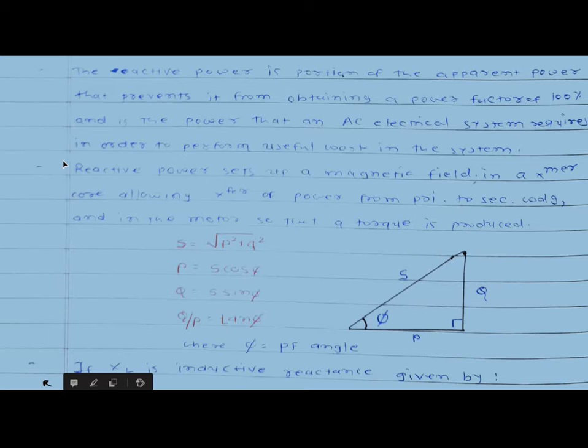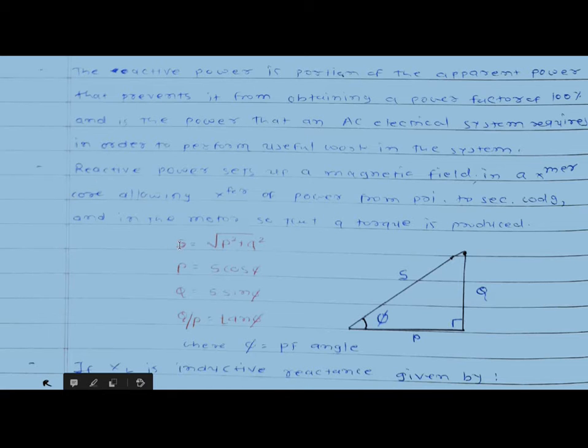Reactive power sets up a magnetic field in a transformer core, allowing the transformer to transfer power from primary to secondary winding. So reactive power is useful to set up the magnetic field in a transformer core, allowing the transformer to transform the energy from the primary to the secondary winding. And in the motor, so that torque is produced. So reactive power is useful in the transformer for setting up the magnetic field, and also in the motor for setting up the magnetic field, and due to this magnetic field the torque is produced.